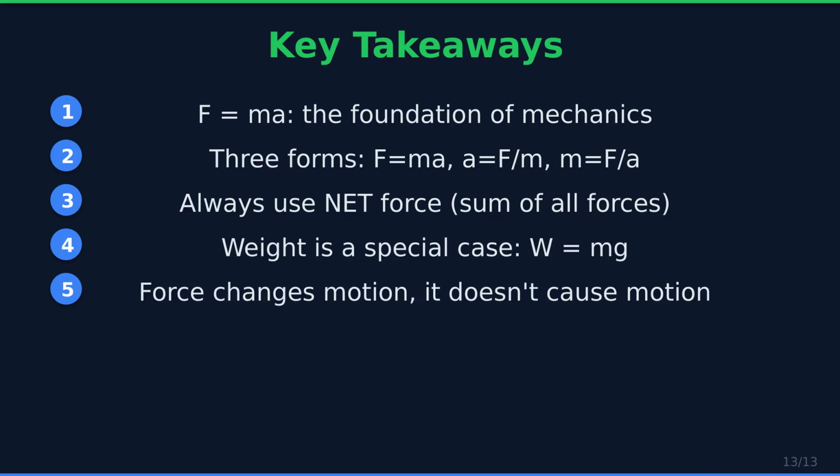If you double the force on an object, the acceleration doubles. Triple the force, triple the acceleration. But what about mass? If you double the mass while keeping the force the same, the acceleration is cut in half. Force and acceleration are directly proportional. Mass and acceleration are inversely proportional. This is exactly why that heavy truck is so hard to stop.